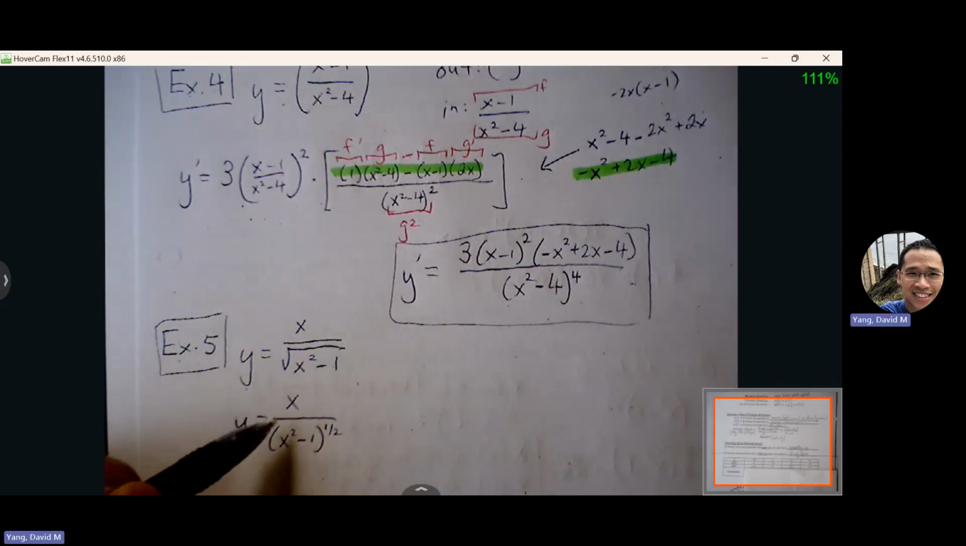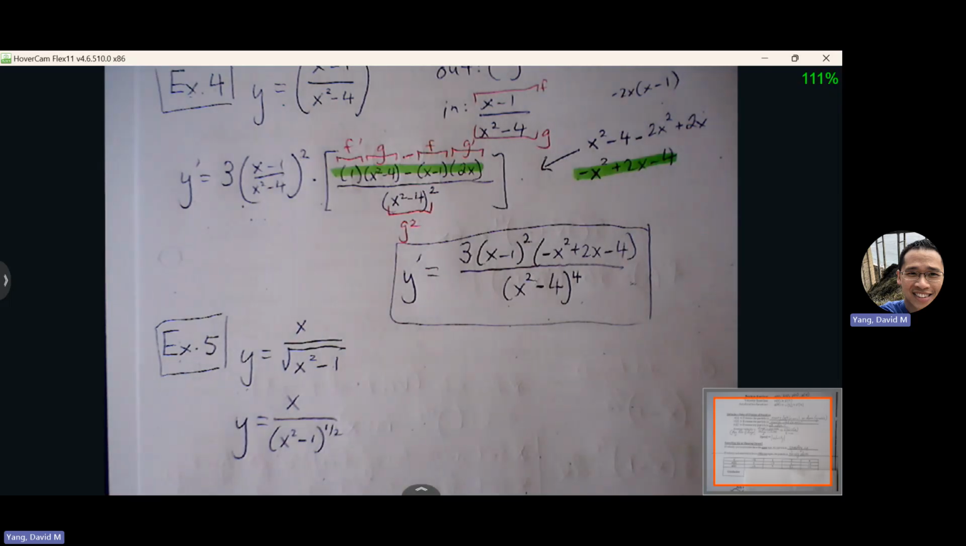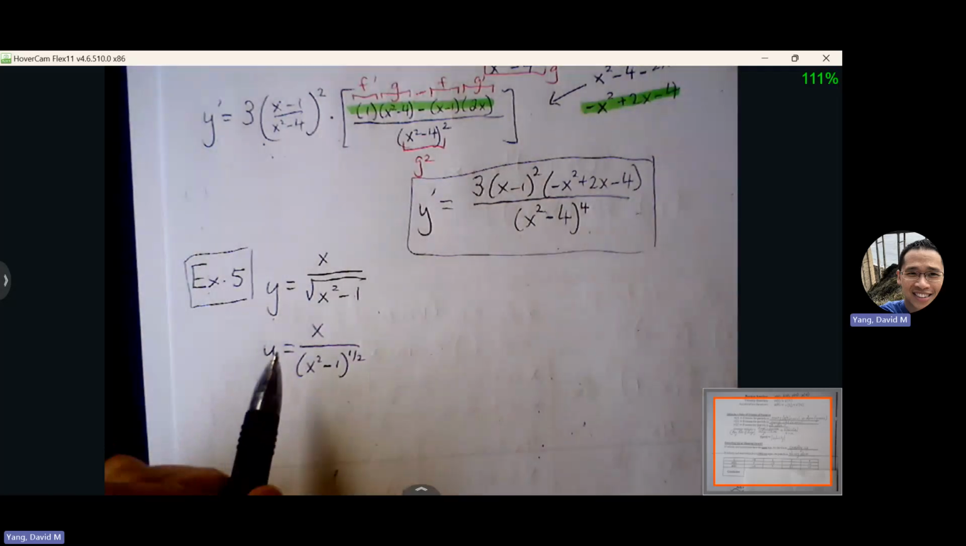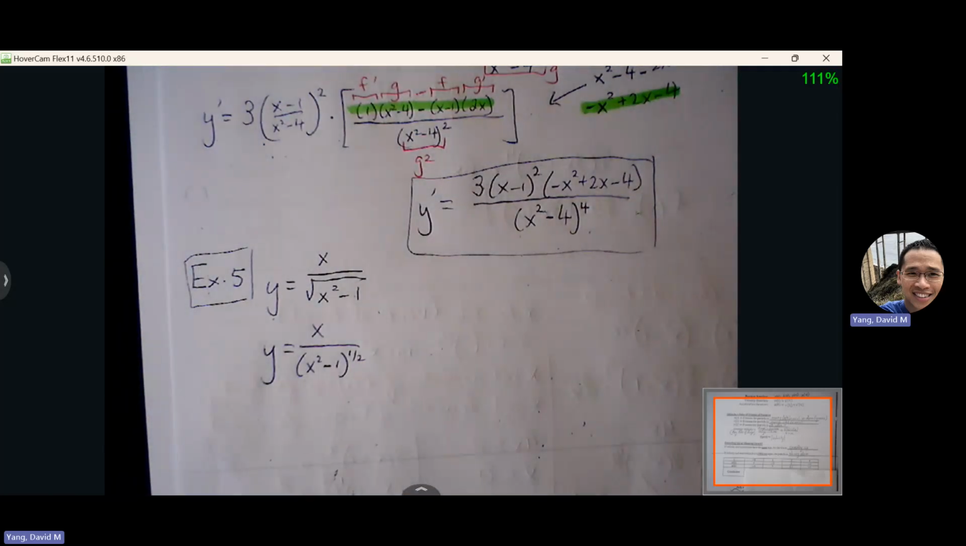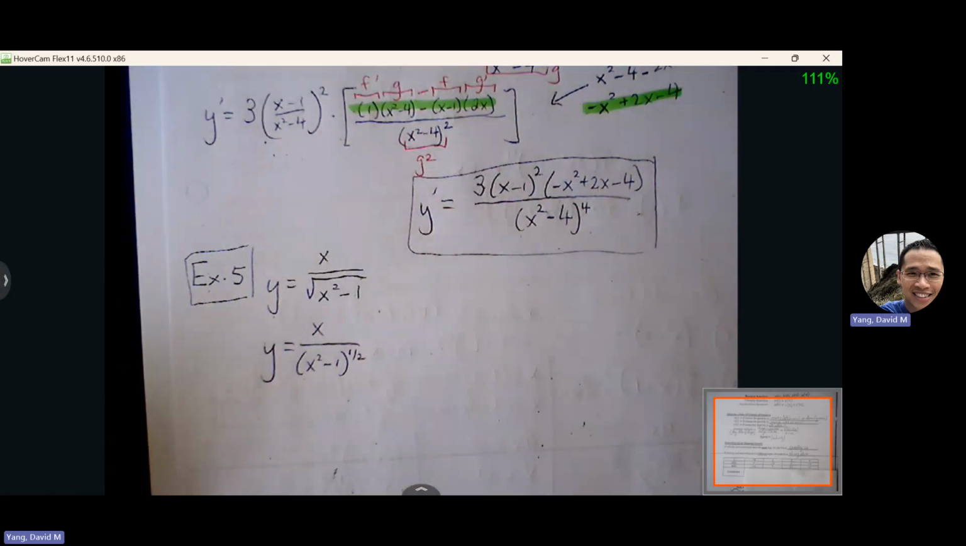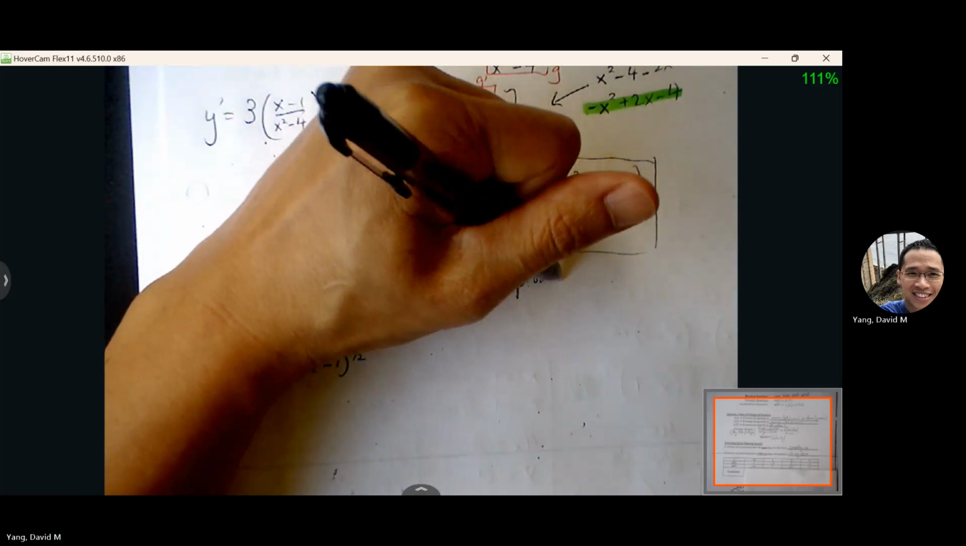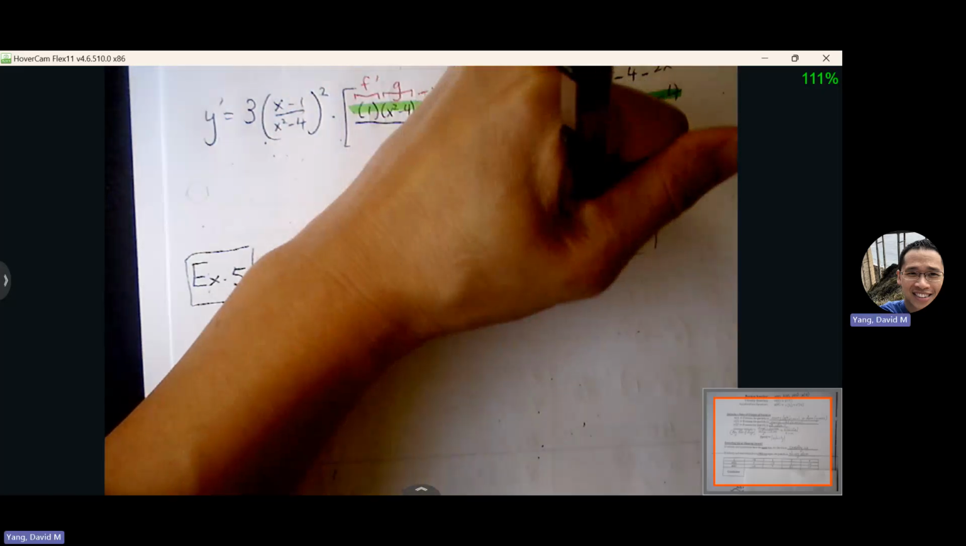There's quotient, because I see numerator and denominator. Now, I could bring this up and make it product rule. That's also possible. But okay, either product or quotient. Let's just stick with quotient so we can all do the same thing. What else do you see? Chain rule. Sorry, quotient.